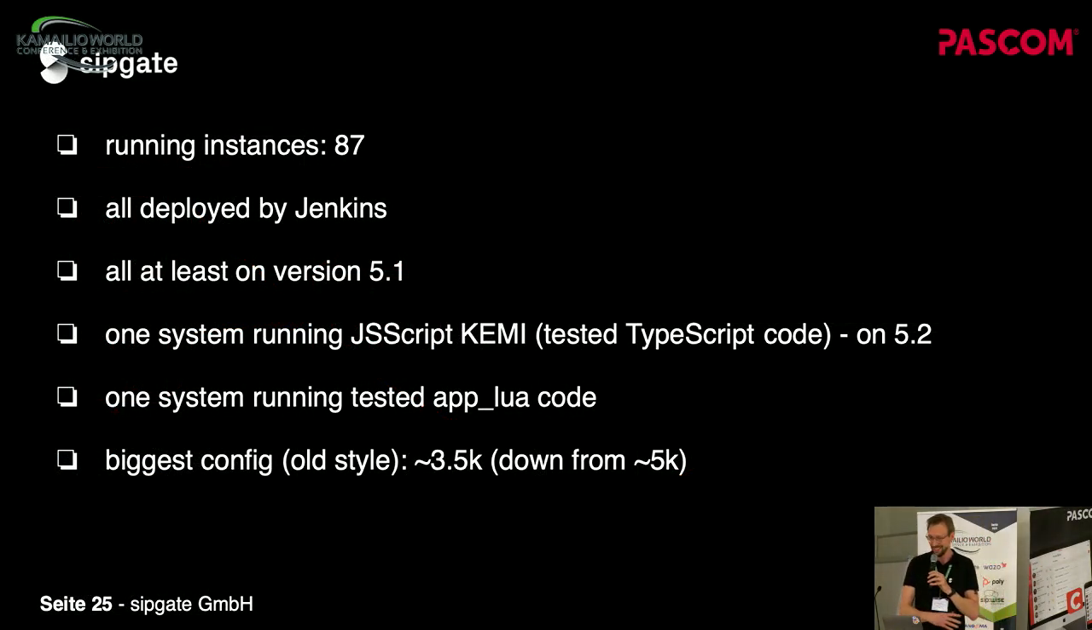And just some numbers at the end. I just counted this morning. We have 87 instances of Kamailio running, only on like 25 machines. So a lot of instances on the same machines. They are all deployed by Jenkins, so no handwork there.